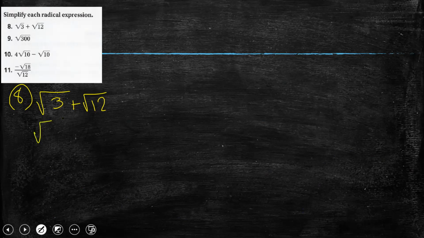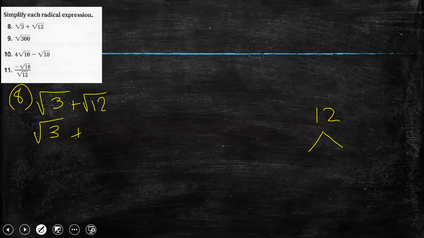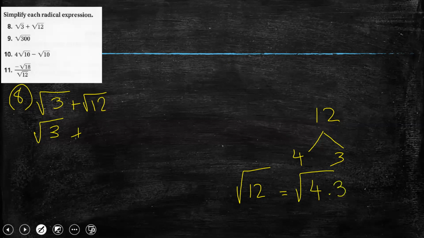Now, how? Keep the square root of 3 because it's already the simplest one, and try to simplify 12. Now, how do you simplify 12? Ask yourself for two numbers that if I multiply them, I get 12, and one of them is a perfect square. What are these two numbers? 4 and 3. Bravo. So I have 4 and 3. So I will say now, square root of 12 will be written as square root of 4 times 3.